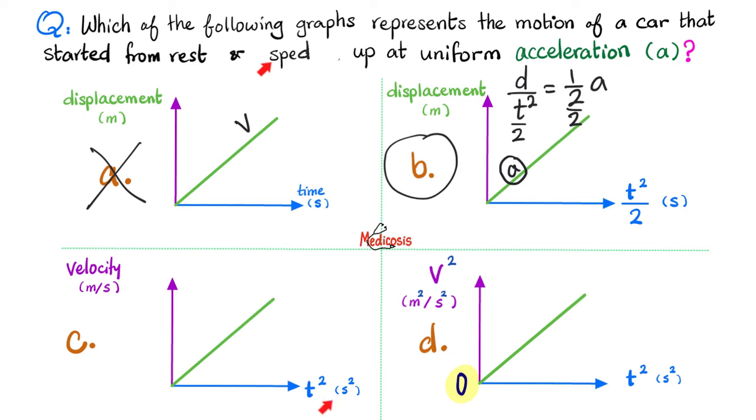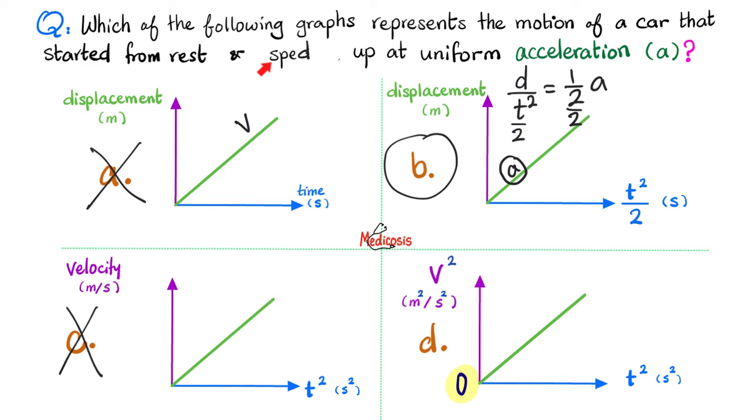How about this? Velocity over t squared. Oh, I see what they're doing here. If this were velocity and this were t, velocity over t is what? Just acceleration. If the relationship between velocity and time squared is linear, then the relation between velocity and time alone has to be nonlinear. It will not be uniform, so C is incorrect.